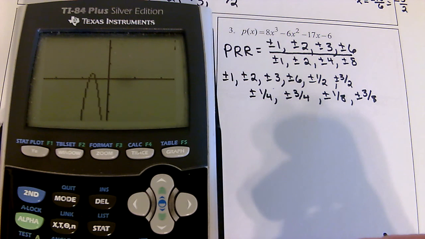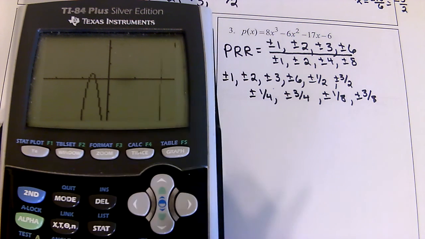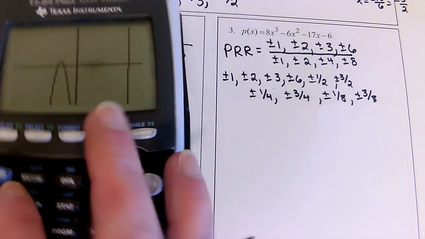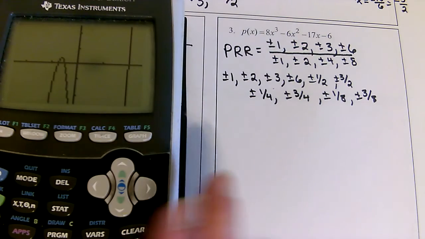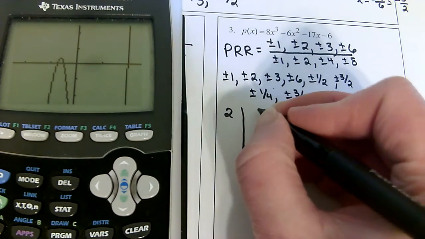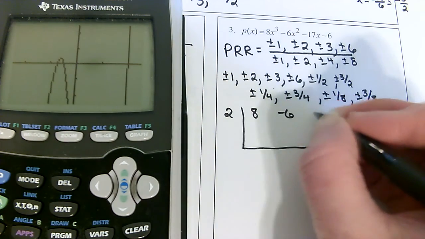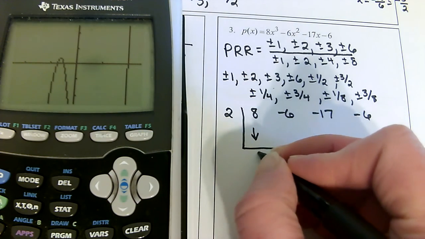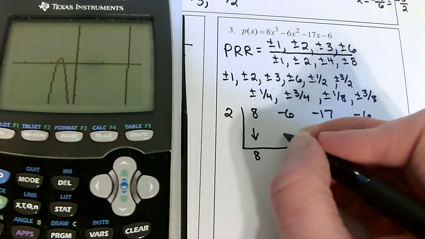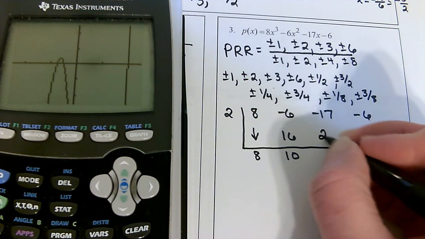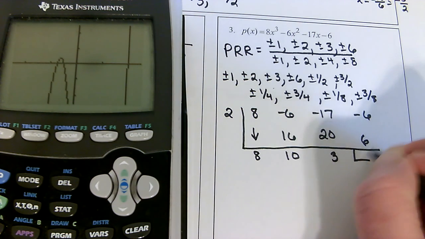Graph. Oh, there's some negative numbers over there. Ooh, it's a constant, integer, 2. Oh, and these are negatives. Okay, so let's remember that. So we're going to start with the 2. 8, negative 6, negative 17, and negative 6. 8. 8 times 2 is 16. 10 times 2 is 20.